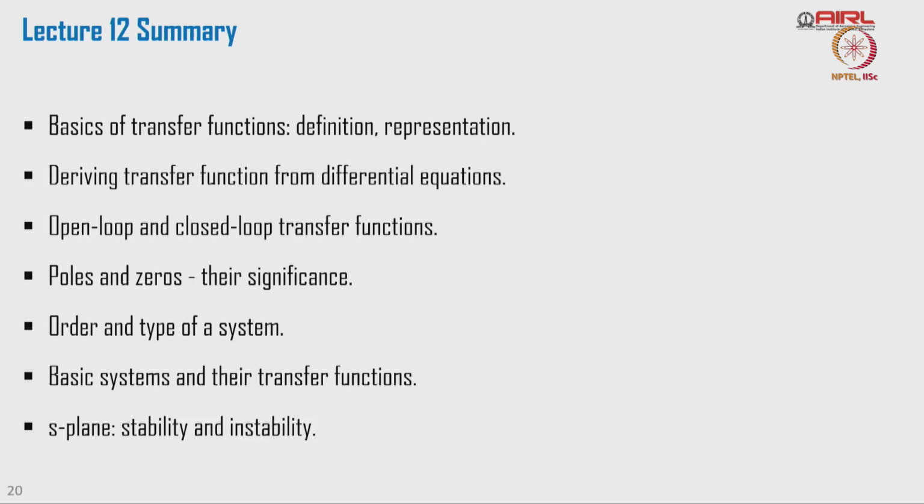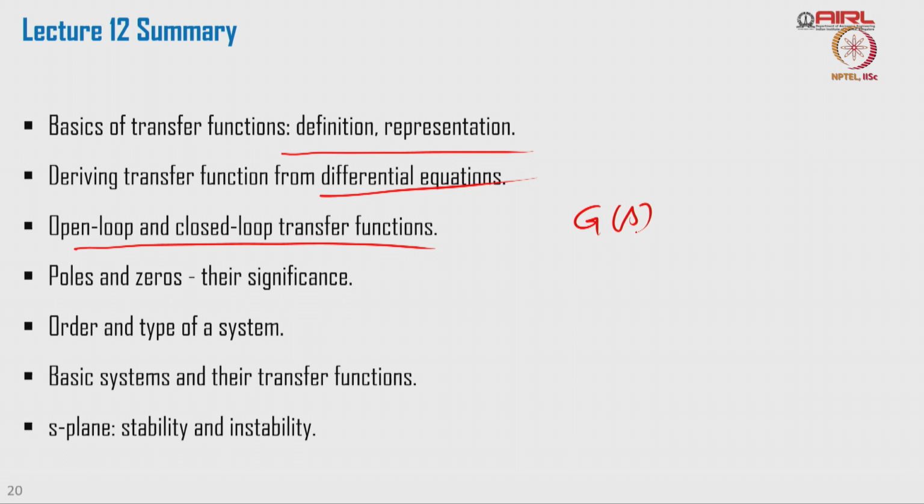So, what did we study here? We saw the basics of transfer functions, we defined the transfer function, we saw how it is mathematically represented, and we understood the importance of the Laplace transform in defining the transfer function. Then we saw how to derive the transfer function from differential equations. We talked about open loop and closed loop transfer functions. For open loop it is simply G(s), for closed loop it becomes G(s) divided by 1 plus G(s)H(s), where H(s) is the transfer function of the feedback path or feedback loop.